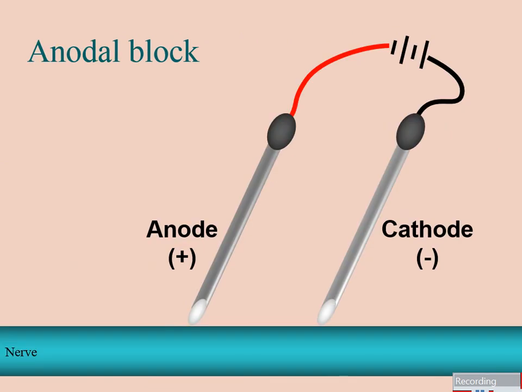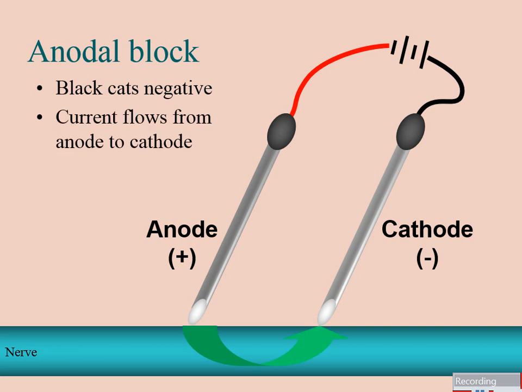Now, another thing we have to keep in mind when looking at this is a process called anodal block. The way to remember a cathode versus an anode is black cats are negative. So the cathode, the cat, is the black lead, and it's the negative electrode. It's just a little mnemonic to help you keep it straight.